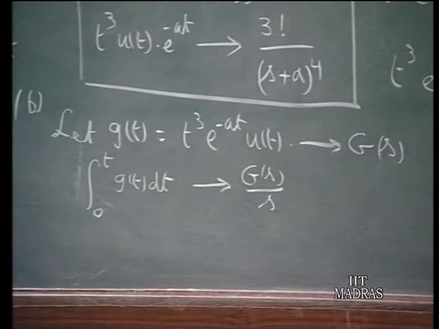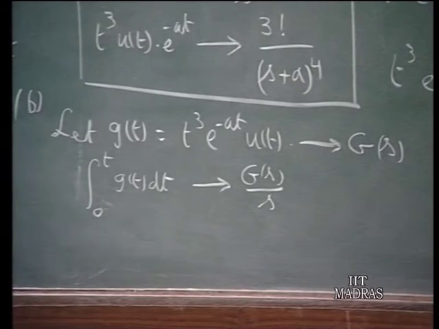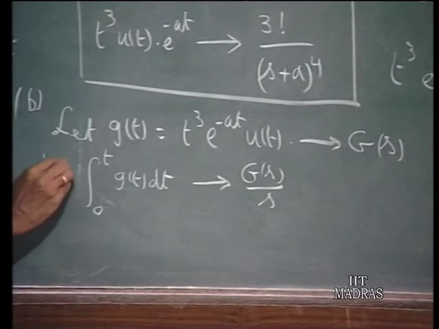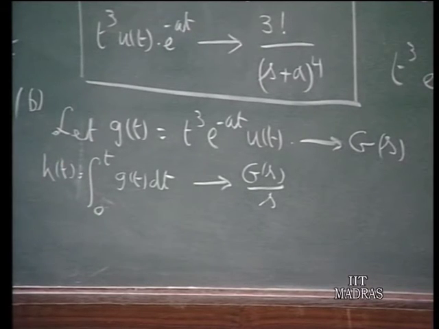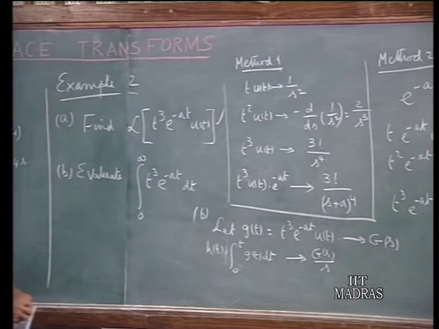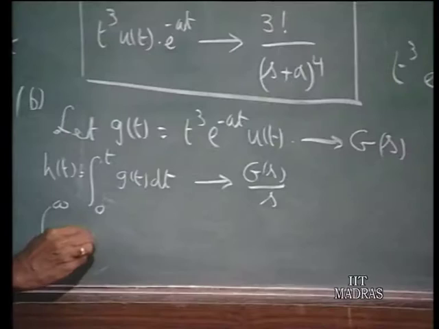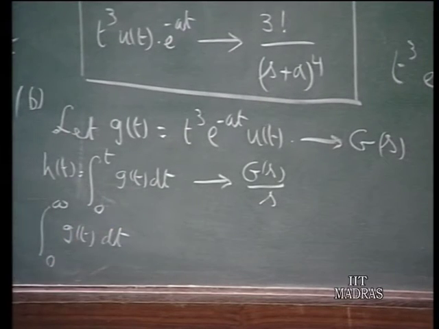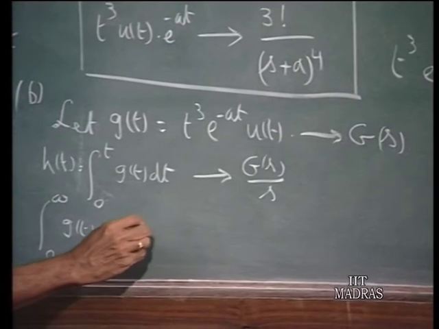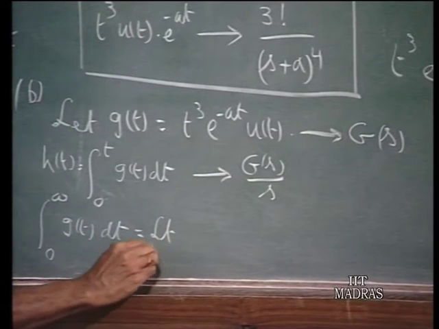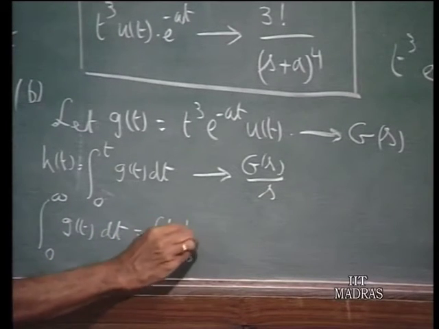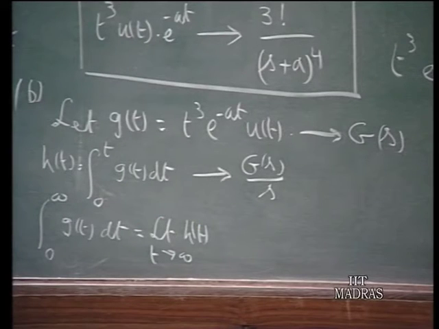Now, what is 0 to infinity of g of, suppose this is h of t or some such? What we want is not 0 to t, but 0 to infinity. Therefore, 0 to infinity of g of t dt can be regarded as the final value, the limit as t tending to infinity of h of t. So, the final value of this function we want to find out.